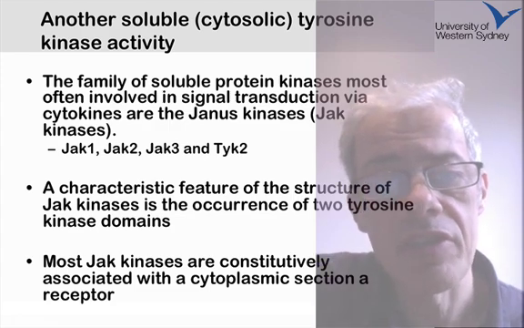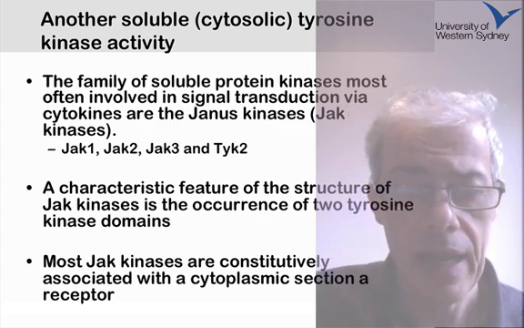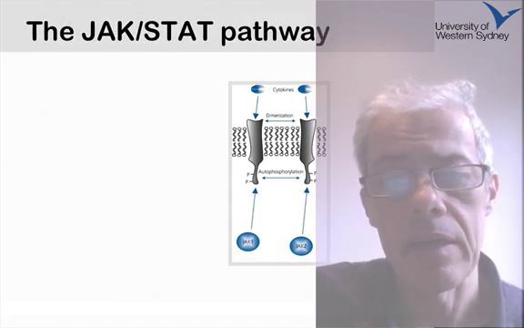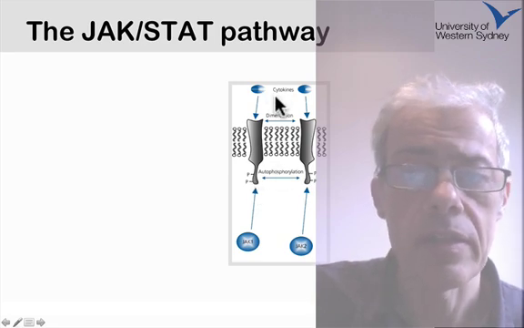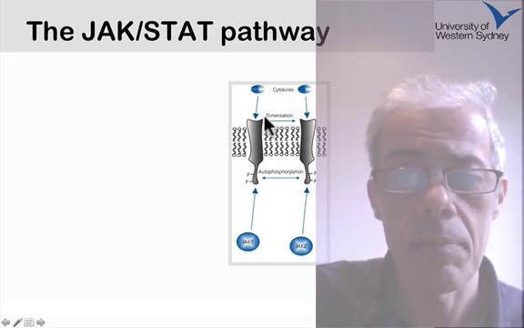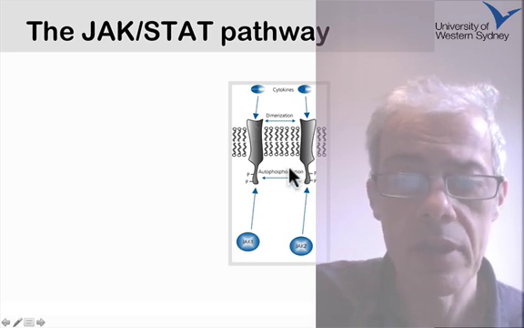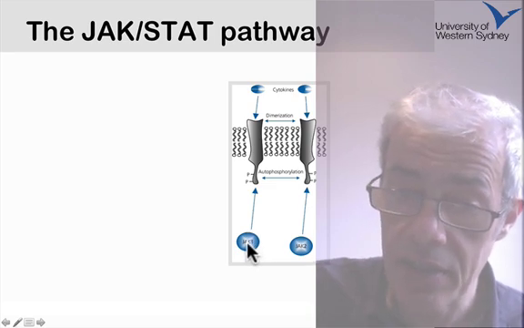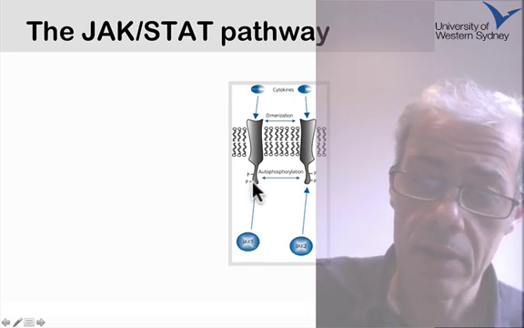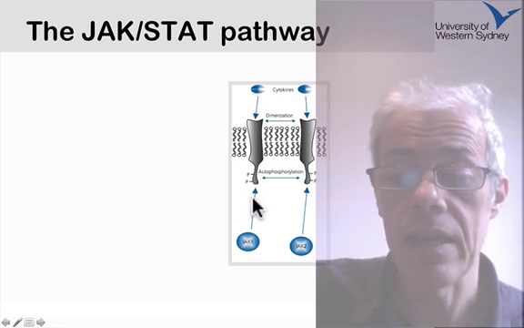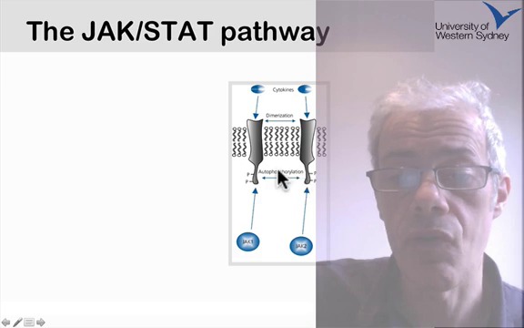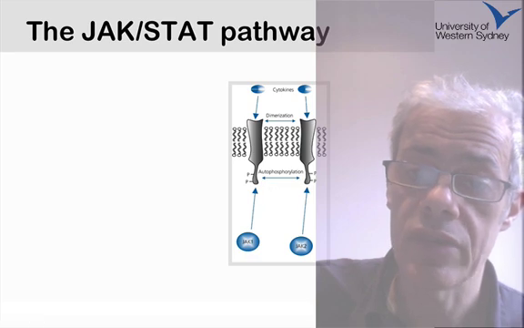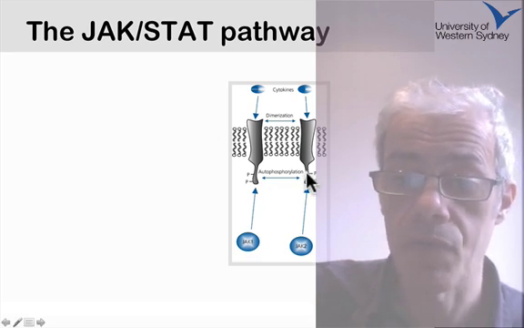Another class of soluble tyrosine kinases are the JAKs proteins, and we look at the JAK-STAT pathway in the textbook. So here's the JAK-STAT pathway. Here's a cytokine ligand that binds and causes dimerization of the receptor. Again, we have the JAKs, which are the soluble tyrosine kinases, coming together at the receptor or associated with the receptor, and then the JAKs proteins can trans-phosphorylate the receptor in the same way that the intrinsic kinase activity of the receptor tyrosine kinases could trans-phosphorylate the receptor.